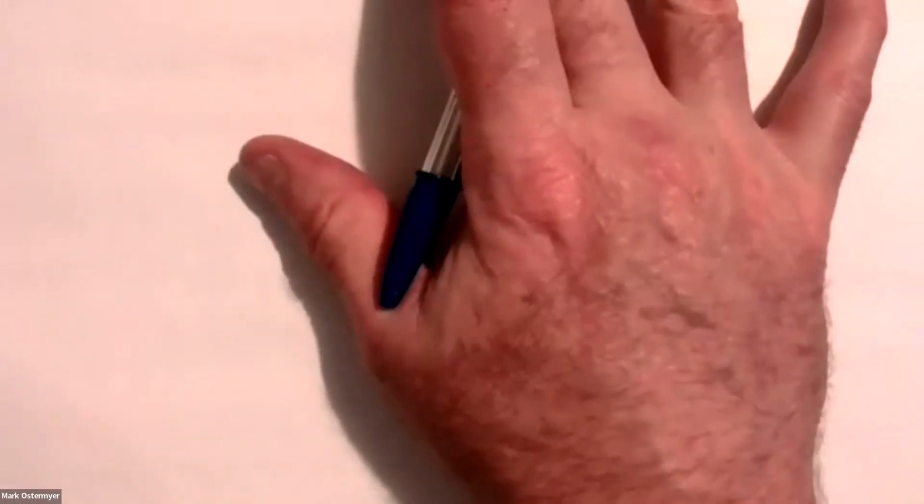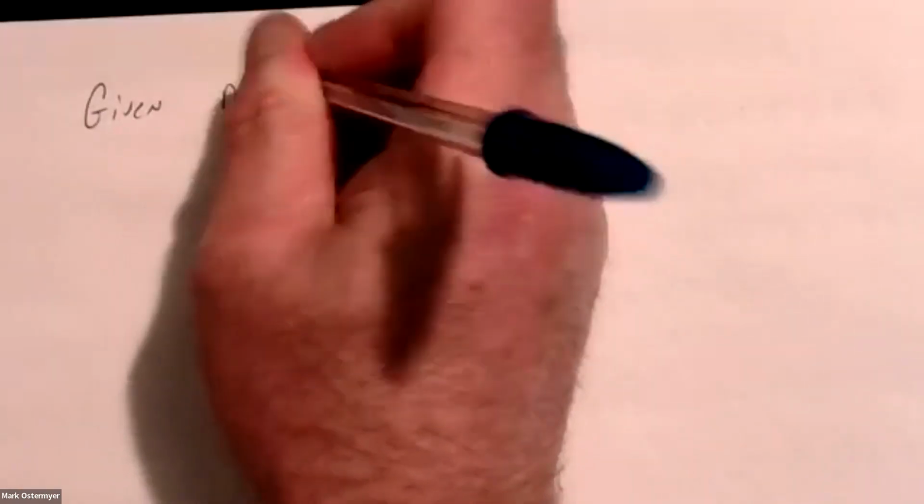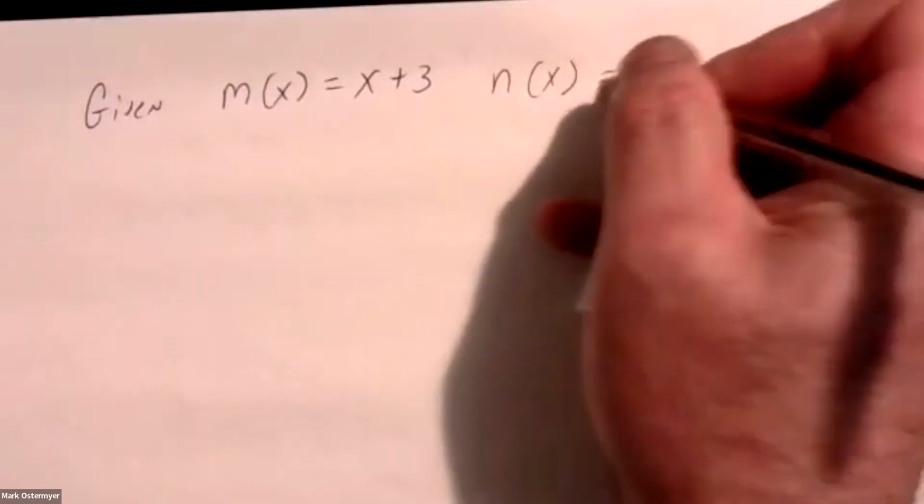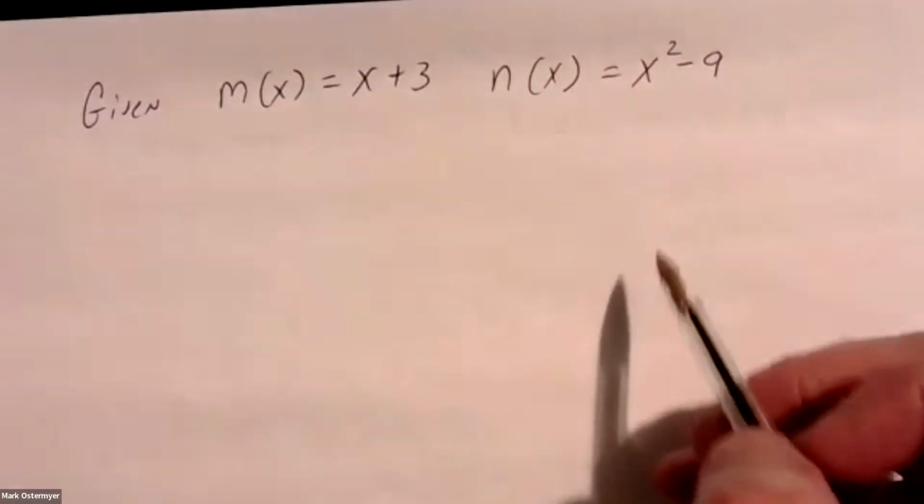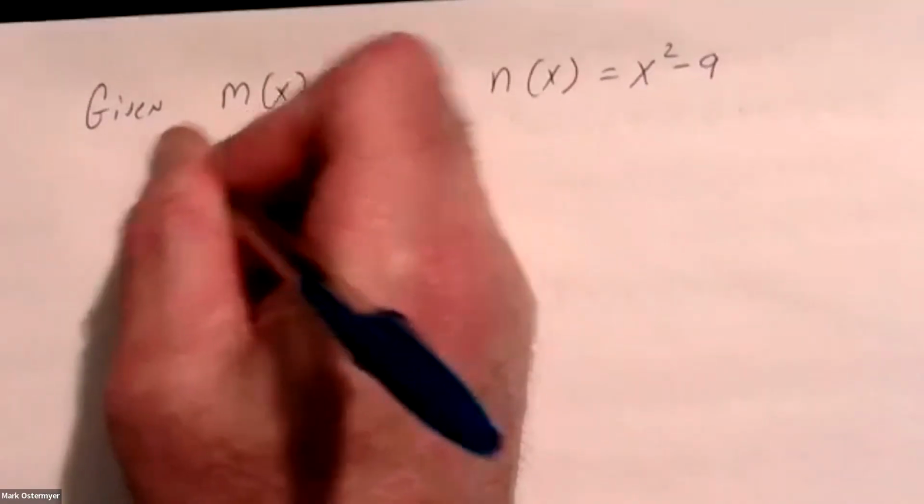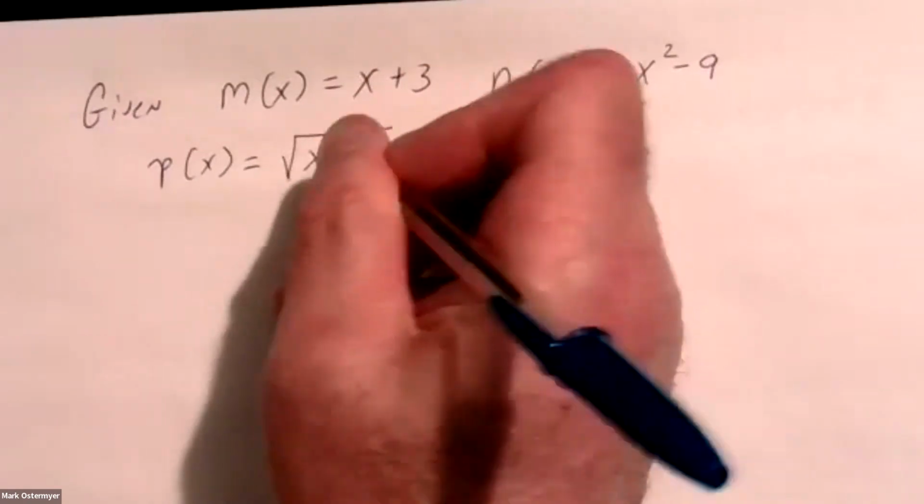All right, let's try this one here. Suppose that we're given these functions here. M of X is equal to X plus 3. That's just a linear polynomial function. N of X is equal to X squared minus 9. That is a quadratic polynomial function. And suppose that P of X is this radical function, the square root of X plus 1.